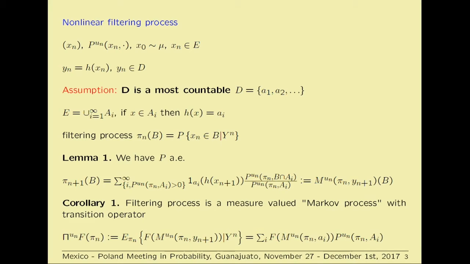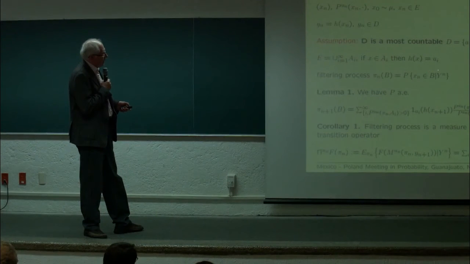And first, how to solve this case? First assume something about the observation space, and assume that the observation space is countable. Then we can define a finite sequence of sets Ai such that Hx is equal to Ai. And the process we are looking for is the filtering process of this form: the conditional probability that Xn belongs to B given my observation.